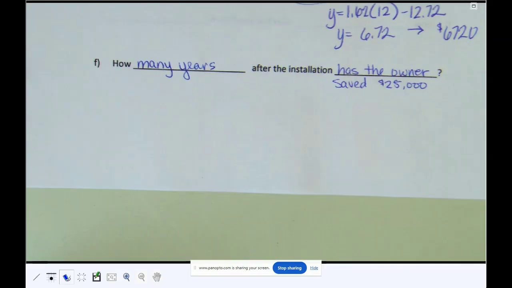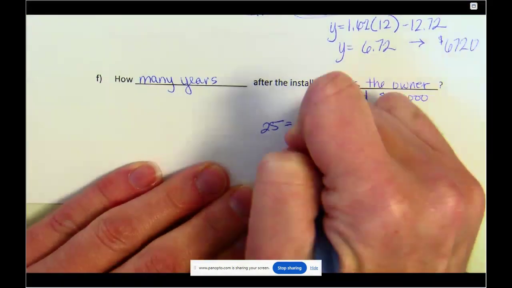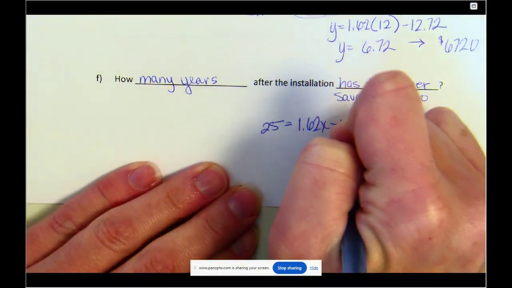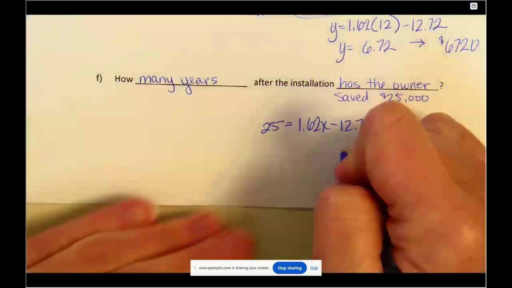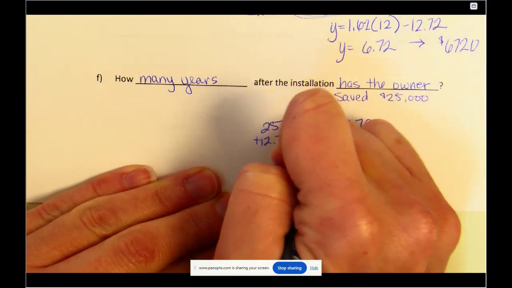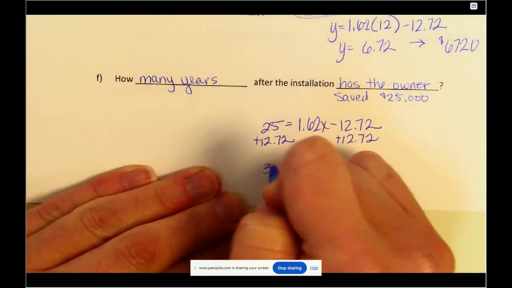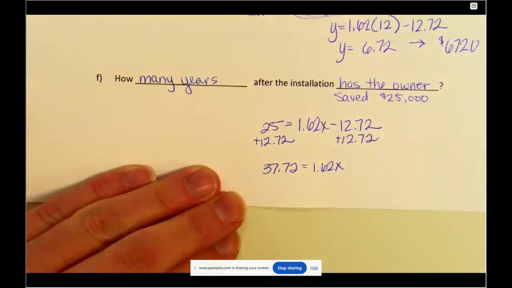Okay, so 25 is your Y value. 1.62x minus 12.72. Abby F., what's the first thing we would do? Beautiful. So this is 37.72, 1.62x. What's our next step?